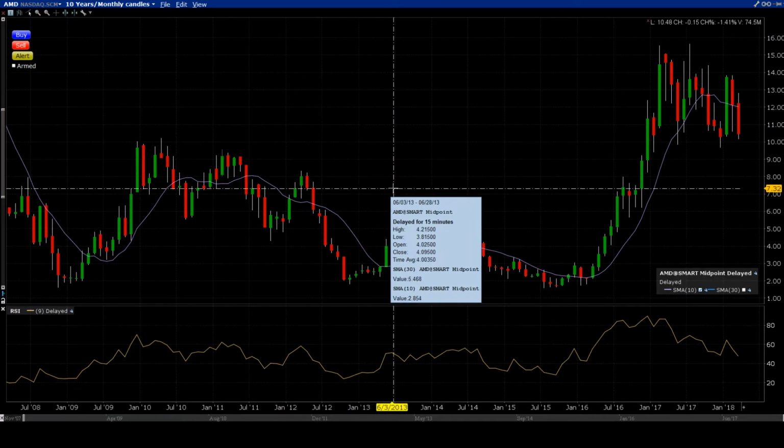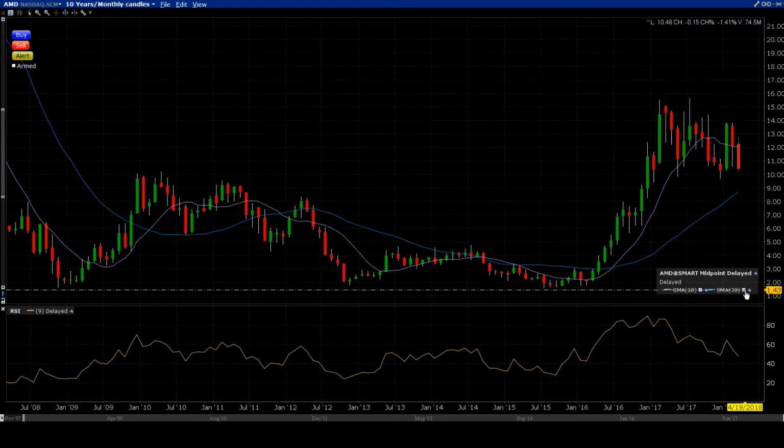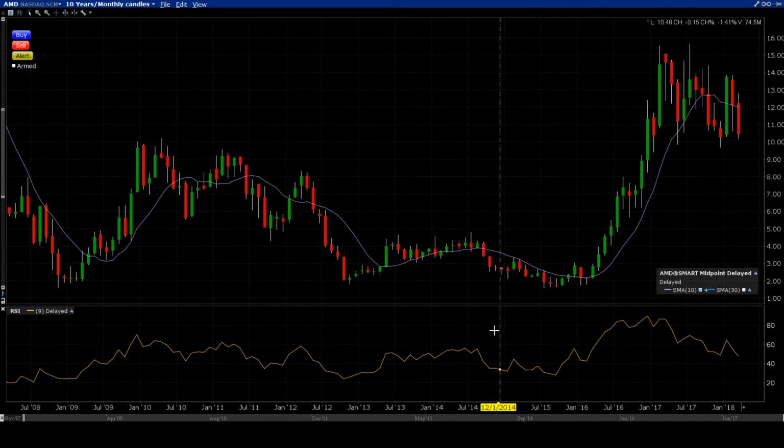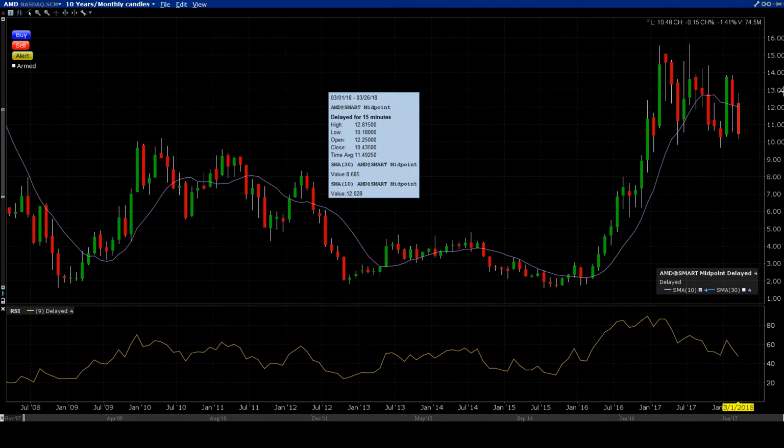This is usually my setup on my 10-year monthly candle chart. I have my 10-week moving average, sometimes 30, but right now I'm just leaving it at 10. I have my RSI for divergence, and that's pretty much how I set it up.